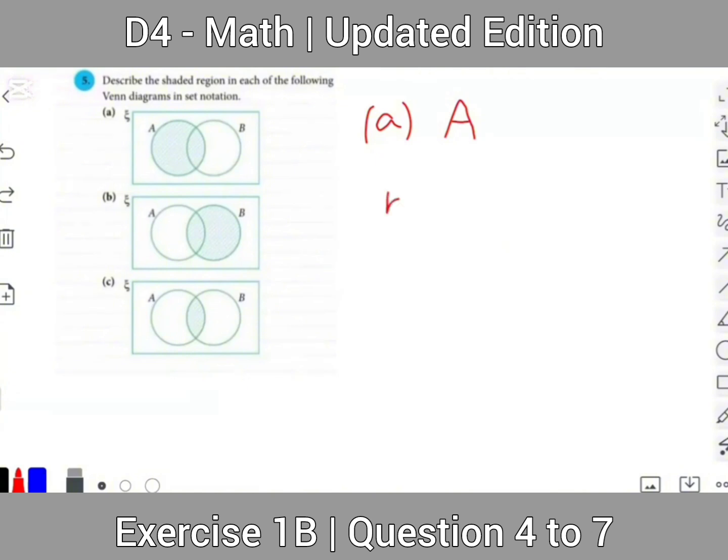Now in part B, the shaded region belongs to the set B. So in set notation, it shows the set B. In part C, the shaded region belongs to the overlapping region of the sets A and B. So it shows A intersection B in set notation.